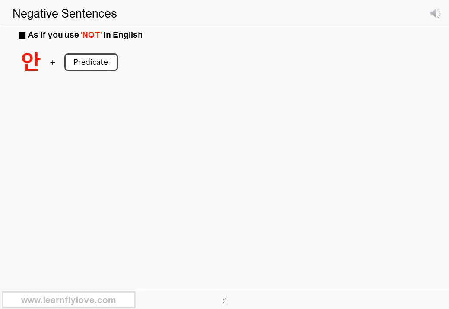add this 안 sound right before the predicate, a verb or an adjective predicate. 안 is grammatically an adverb, but that's not important to you. Let's see some examples right away. You know this verb 좋아해요, which means like in the present simple tense form. You can simply put the 안 sound right before the predicate 좋아해요. 안 좋아해요. That's it, and it means not like or do not like.